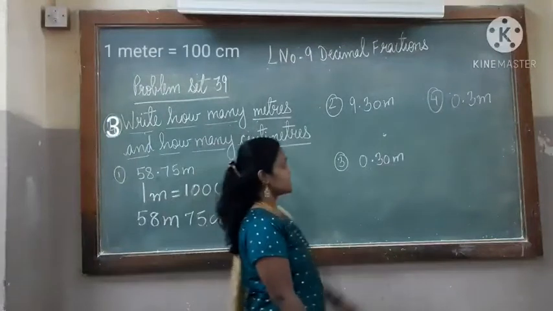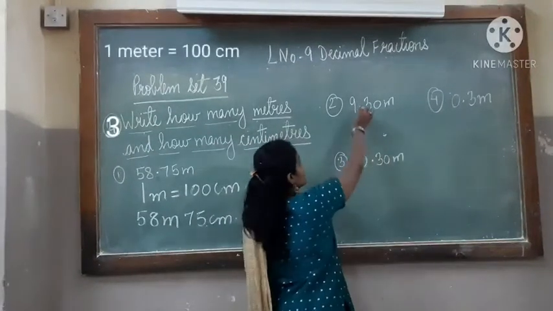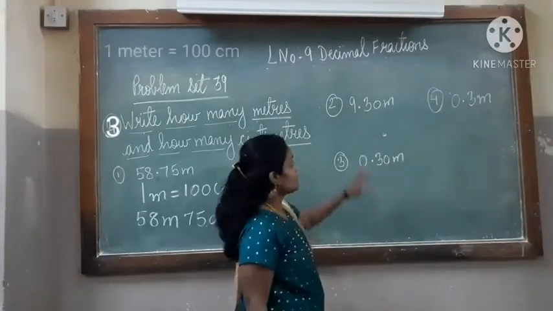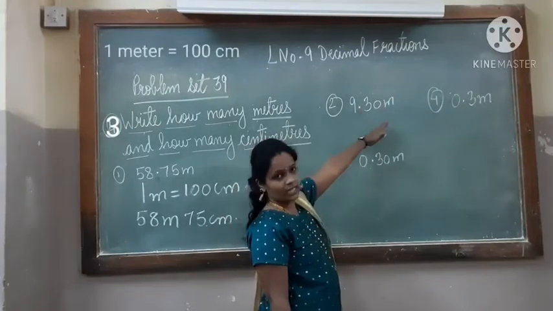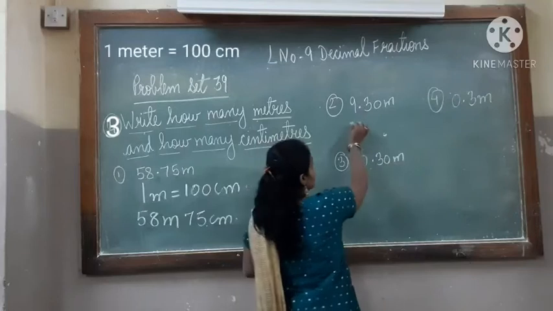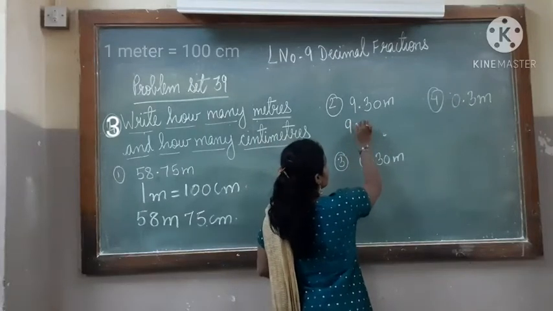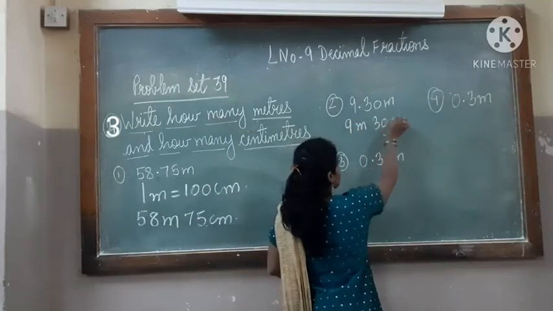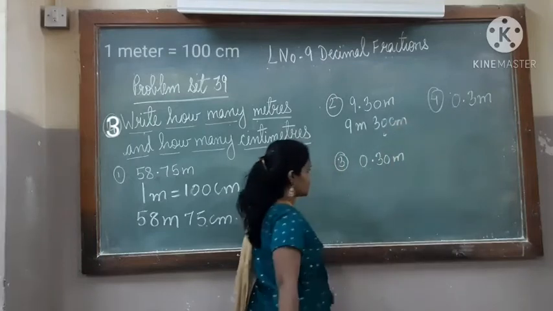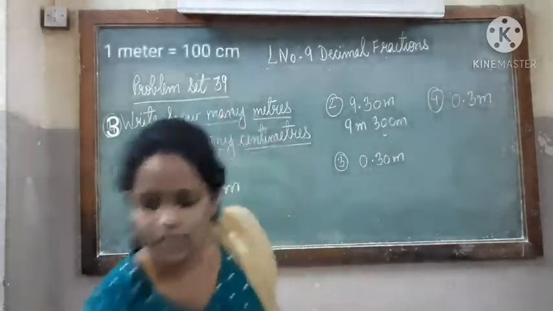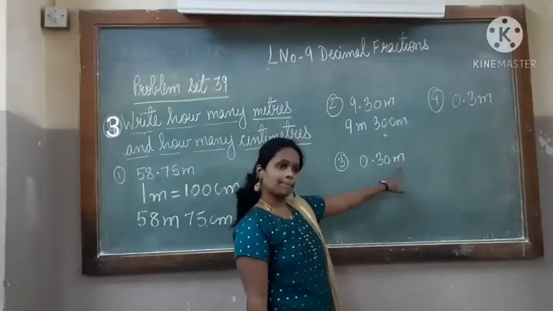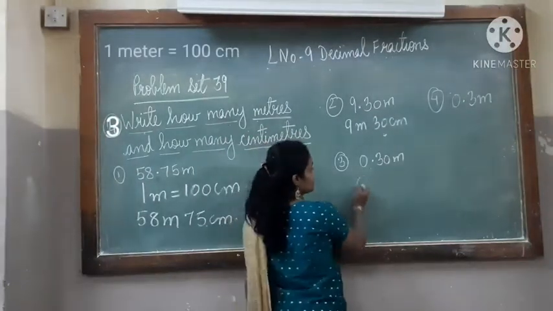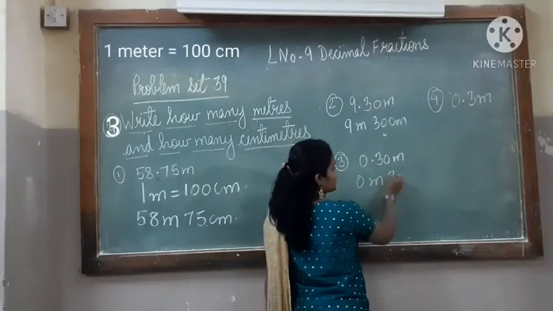Now the second one is exactly like that. See, the decimal point is given between. I told you that you have to focus on the decimal point and see the left hand side and the right hand side. So it will be 9 meters and 30 centimeters. Now the third one. What is given in the third one? 0.30 meter. So same thing, 0 meters and 30 centimeters.